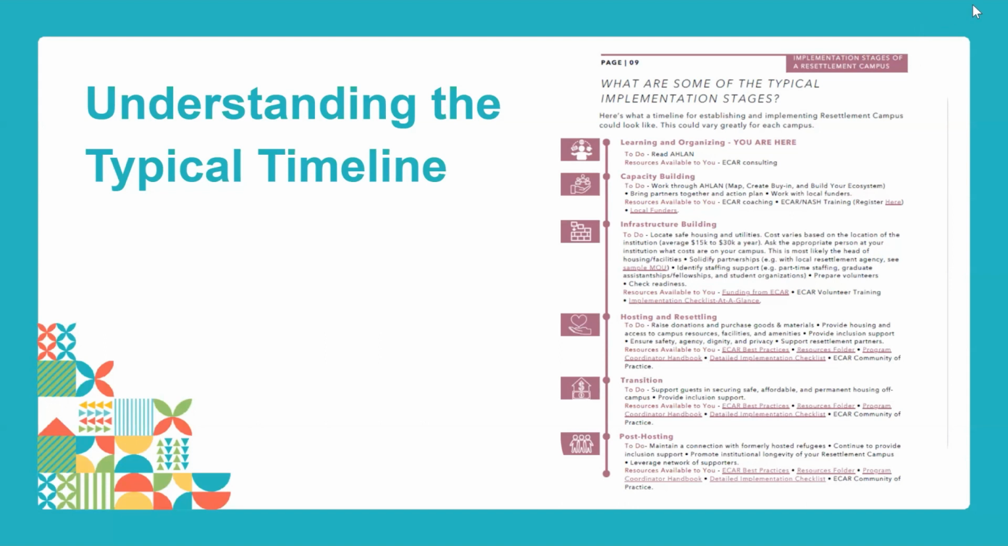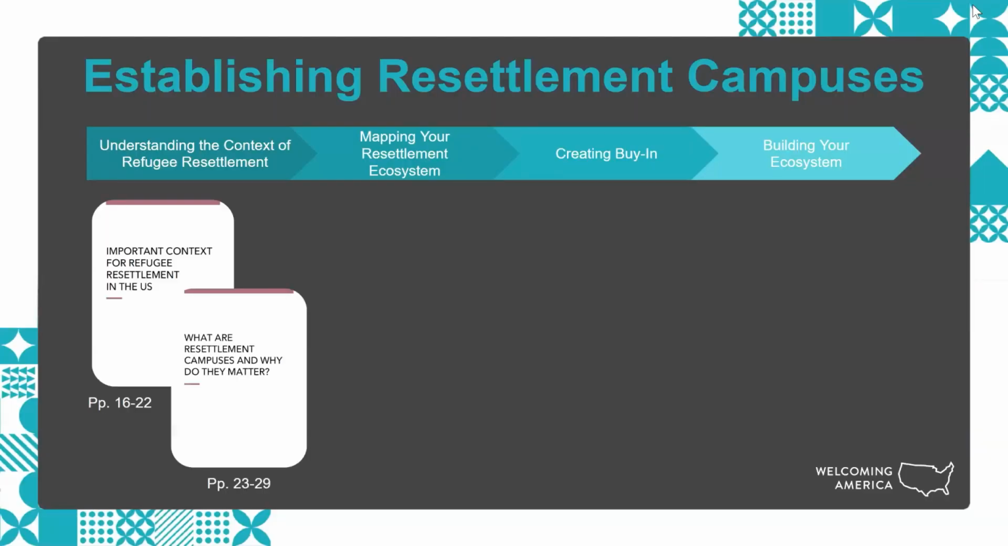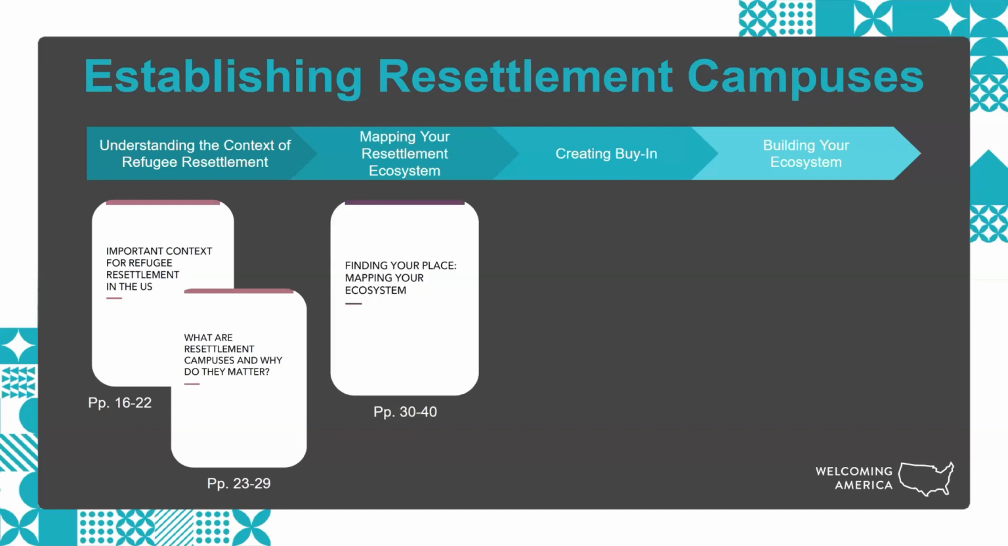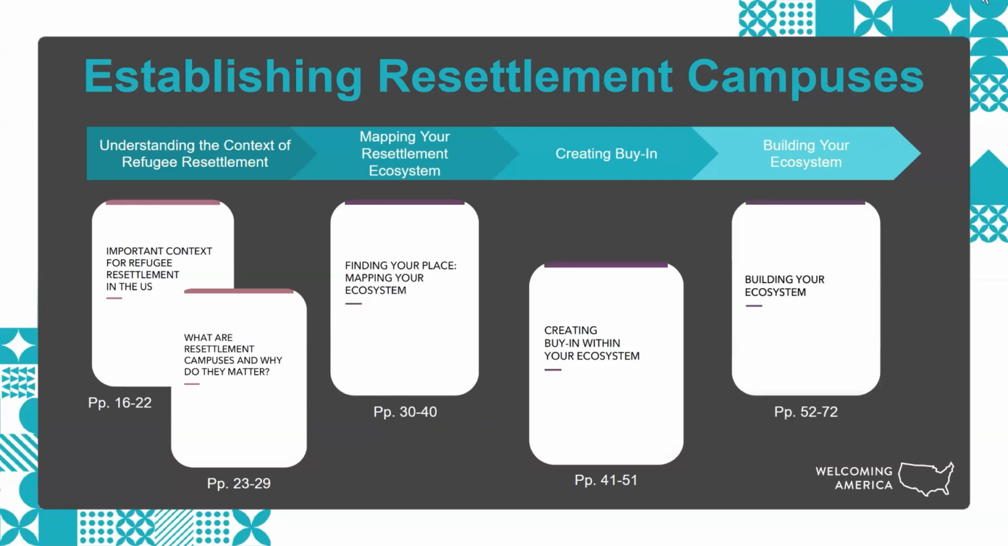Next slide. And so I would say the manual is broken up into 4 broad categories. The first is understanding the context of refugee resettlement. The second is on mapping your resettlement ecosystem. The third is around creating buy-in within your ecosystem. And then the fourth is on building your ecosystem. And so I'll very briefly touch on the first 2.